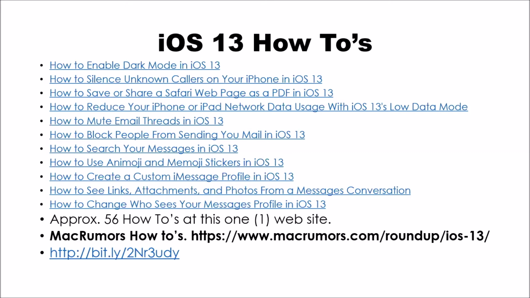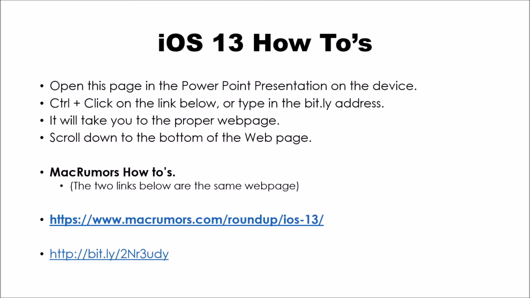The bit.ly that you see at the bottom of this page is the same thing as what you see in the bold for Mac Rumors right above it. Either one of them takes you to the page, and you've got to scroll down quite a ways to get to the 56 how-tos. Or you can just use this page when you bring it up on your computer, and you can point to the how-to or the link that you want and control click or some other way, and it'll take you right to the correct page to look up the how-tos.